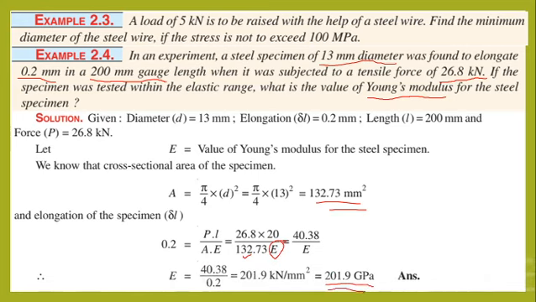E is equal to 201.9 gigapascal. Okay. Normally we will be obtaining it in terms of Newton per millimeter square. 1 Newton per millimeter square equals 1 megapascal, and 1 kilonewton per millimeter square is equal to 1 gigapascal. So we will be writing in terms of gigapascal. Even if you write the unit as kilonewton per millimeter square, it's acceptable. This will be giving a plus point only. Okay.